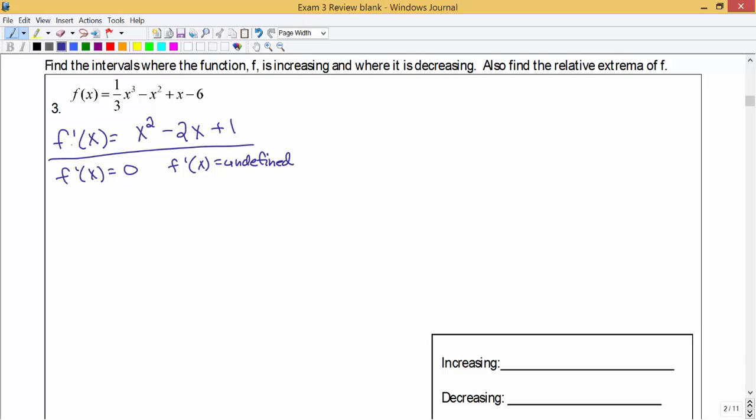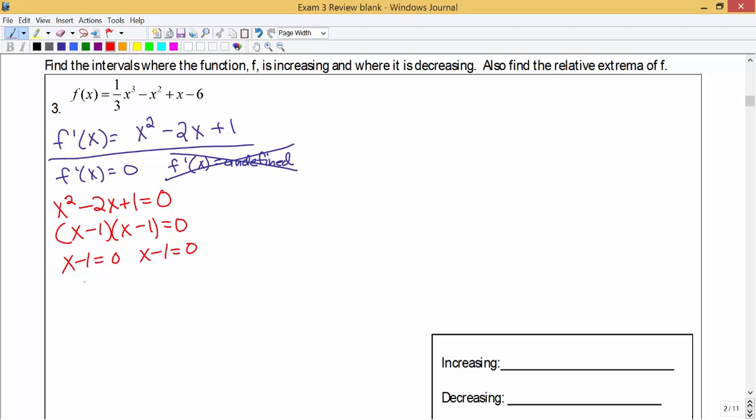Since there are no denominators that have a variable, we can ignore looking for where the first derivative is undefined, and we will take the first derivative and set it equal to 0. We're looking for x values that have a horizontal tangent line. So factor this, we get x minus 1 times x minus 1. Setting each factor equal to 0, we get the same solution for both: x equals 1.